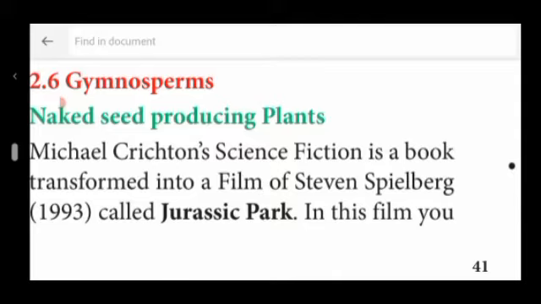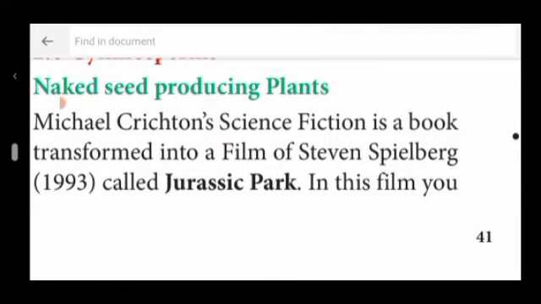Michael Crichton's science fiction book was transformed into a film by Steven Spielberg in the year 1993, called Jurassic Park.